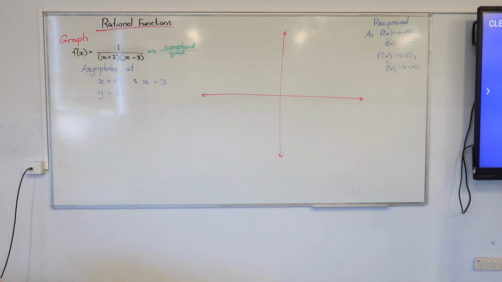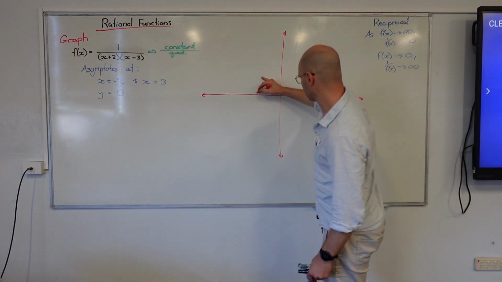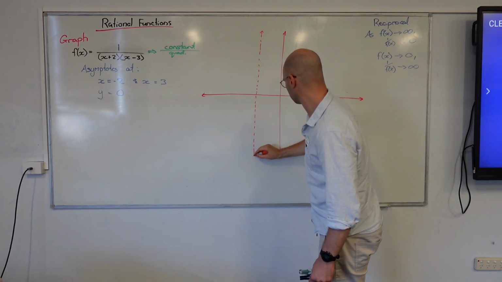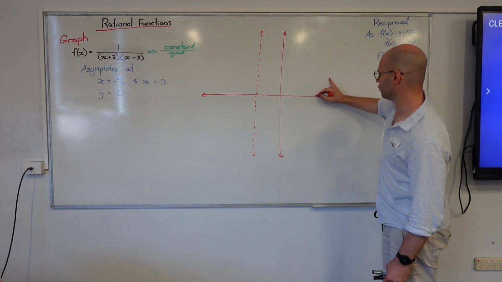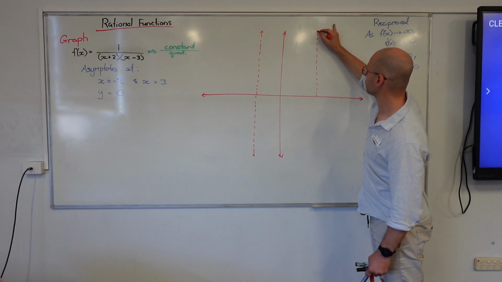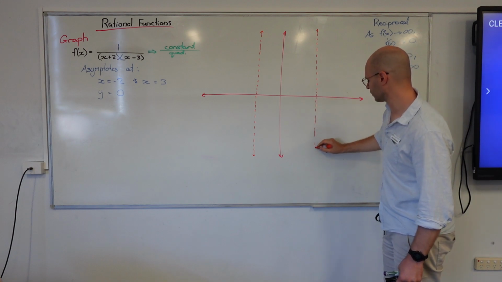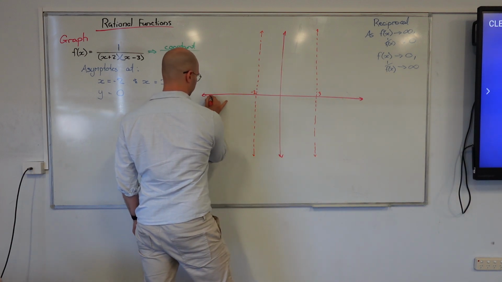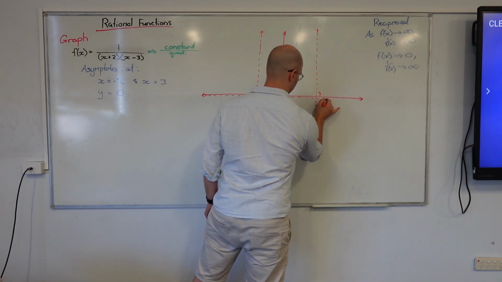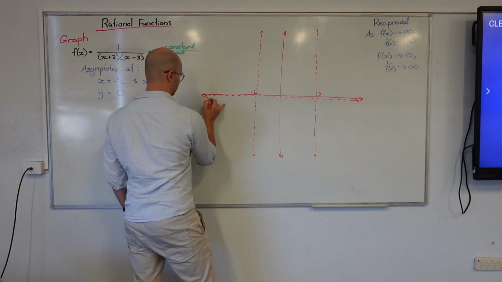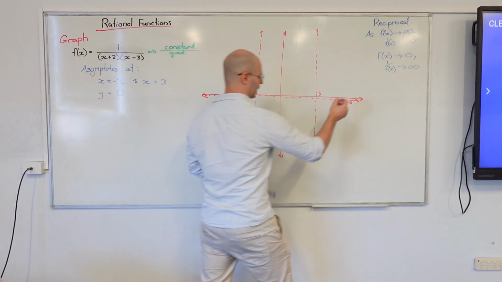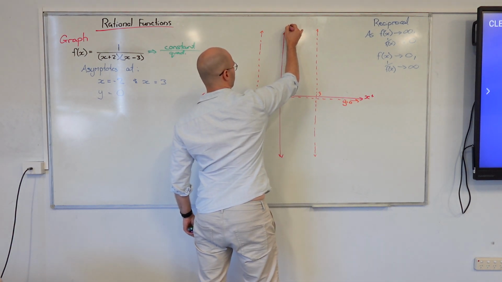There's our Cartesian plane. Where are our asymptotes at? X equals -2 and x equals 3. X equals -2 can be here. X equals 3, do you agree? And then we've got the vanilla y equals 0. That's our positive x, that's our positive y.